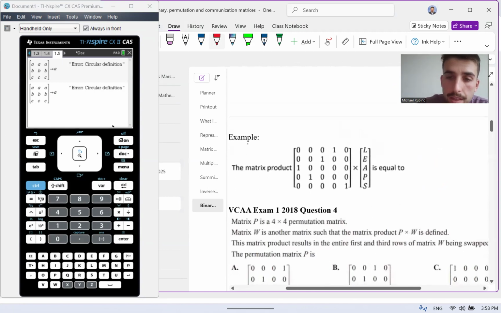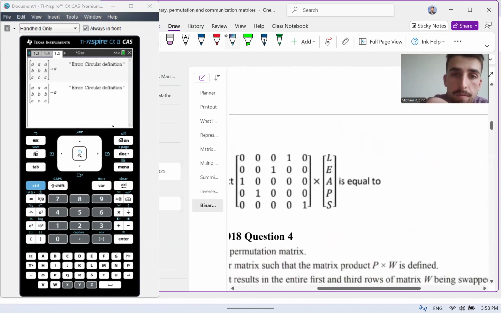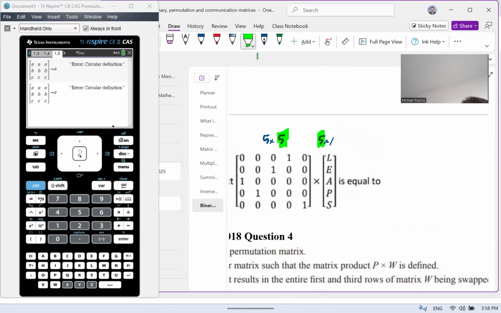What I'd like us to do is actually do this by hand. So this is a 5 by 5 matrix, and this is a 5 by 1. It is defined, and the outcome is a 5 by 1. So it's going to look like this. Position 1, 1, row 1 times column 1. If we drove our car in and drove it down, the 1 would be on top of the P. So the first value would be P.